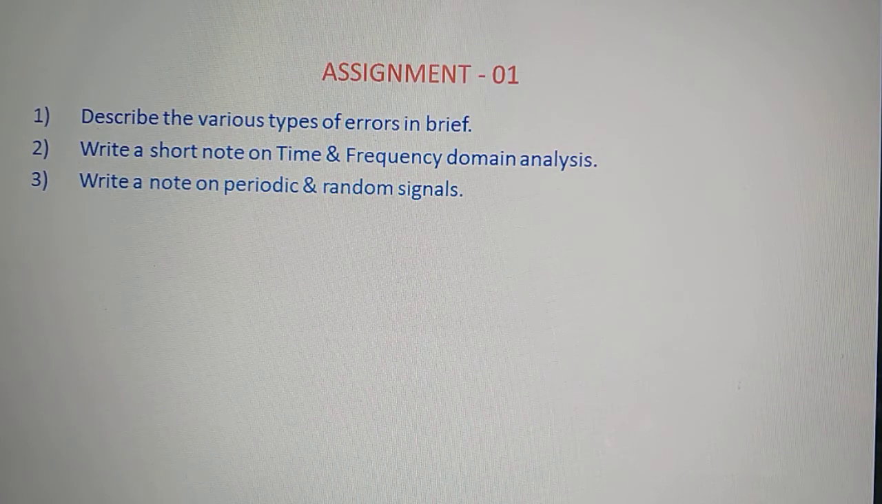These are the assignment questions for you. Assignment number 1, the questions are: describe the various types of errors in brief. Second question, write a short note on time and frequency domain analysis. Third question, write a short note on periodic and random signals. Thank you.